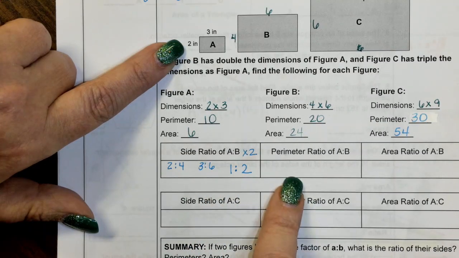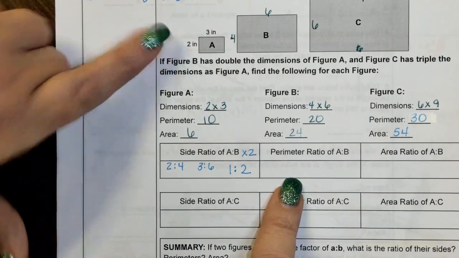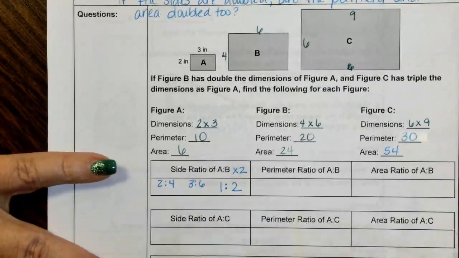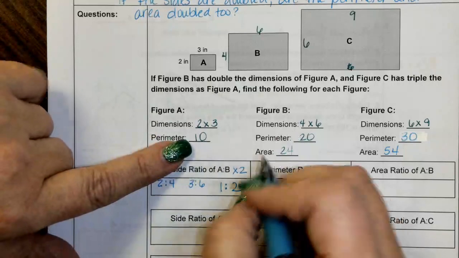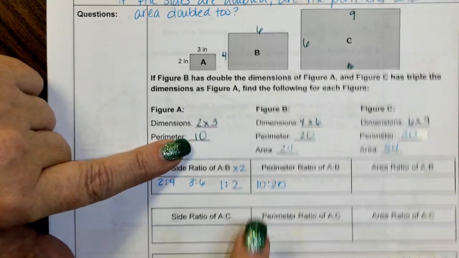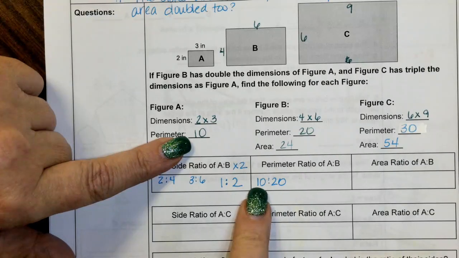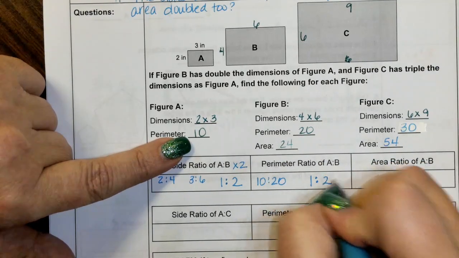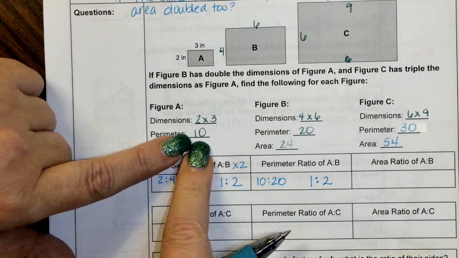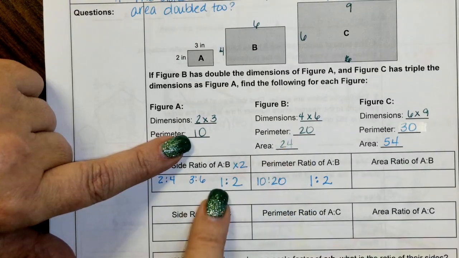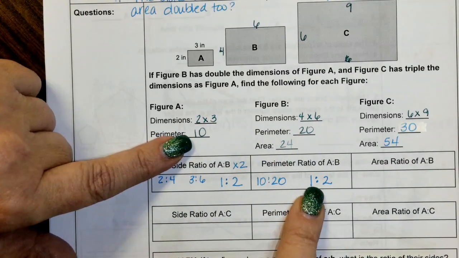Okay, now my perimeter ratio, we want to see what happens when the sides are twice as big, because that's all I told you is that the sides were twice as big. My perimeter ratio is 10 to 20. Well, if you simplify that, divide 10 by 10, divide 20 by 10, you get a ratio of 1 to 2. Look, your perimeter is indeed 2 times bigger. So when my sides were 2 times bigger, my perimeter was also 2 times bigger.